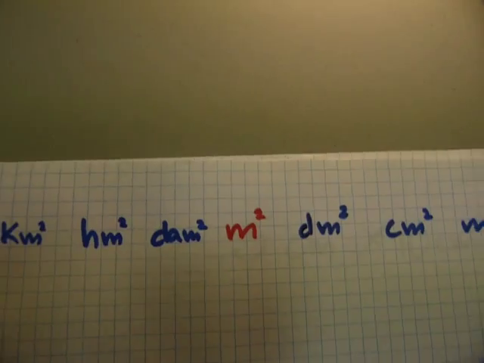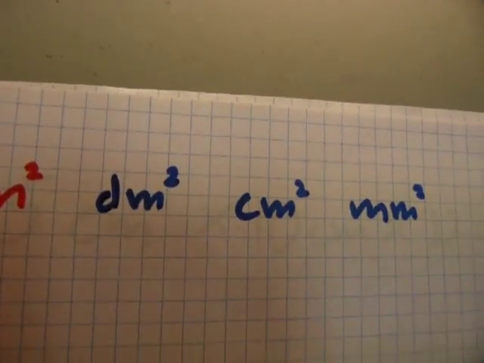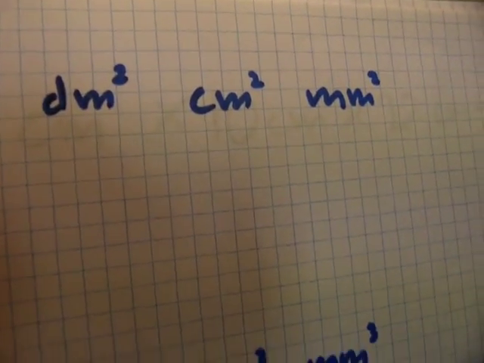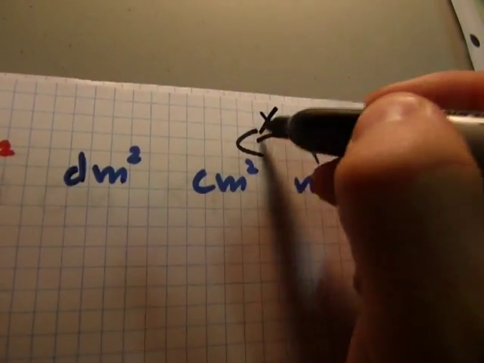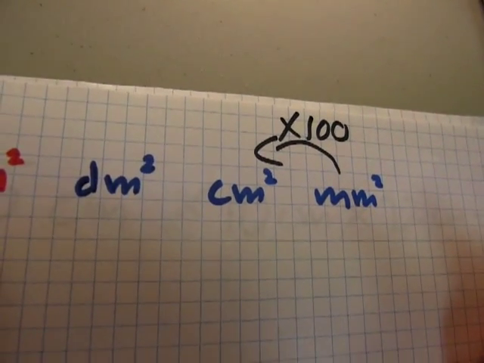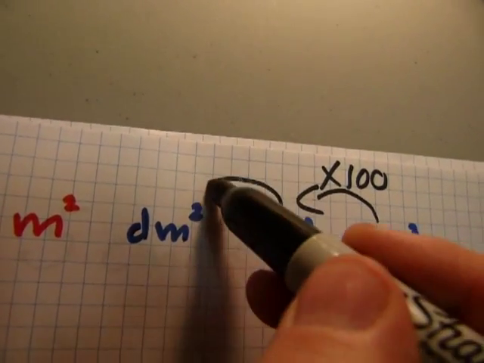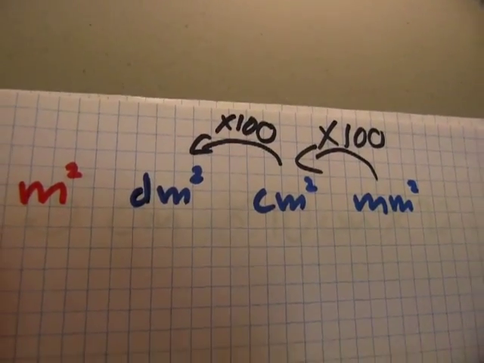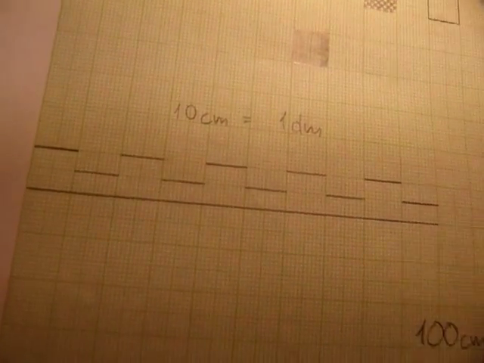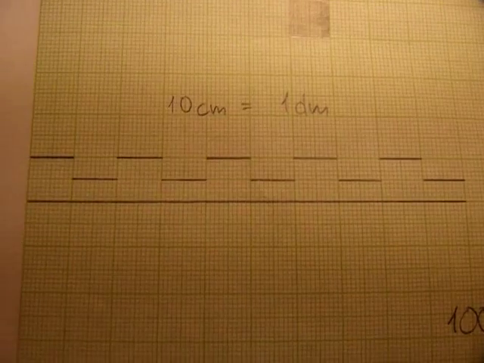Okay? The same works with, just a sec. I'm gonna write this one down. So from square millimeters to square centimeters, it's not 10 times, it's a 100 times jump, okay? And the same applies from square centimeters to square decimeters. I'm gonna show you on the same sheet of paper. Same line of thinking here.